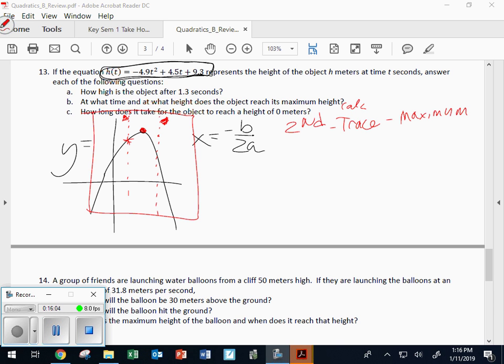You move the little spidery thing to right here at the maximum thing and you hit enter. And now it'll tell you exactly what the maximum is. You don't have to use negative b over 2a. You don't have to go figure out what the y value is because it's all there.